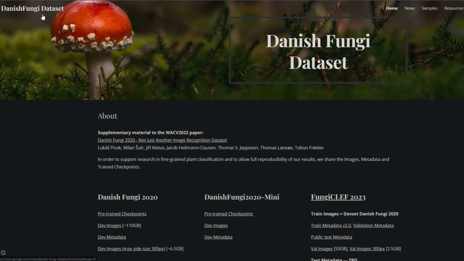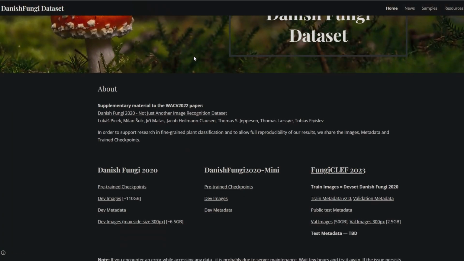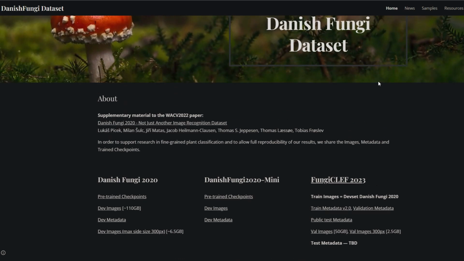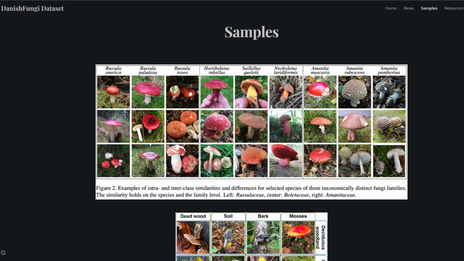Recently I came across this dataset called the Danish fungi dataset. I thought it would be neat to take a crack at making a mushroom identification model, but wanted to take a slightly different approach.